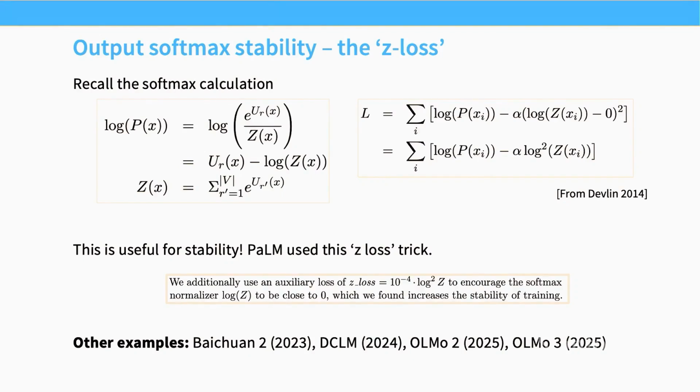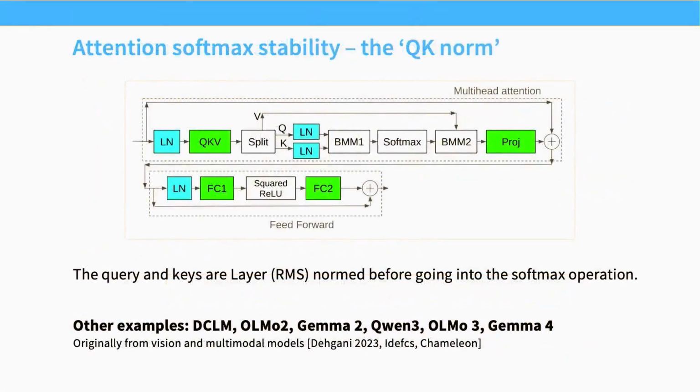Jacob Devlin and others sort of initially pioneered this back in 2014, and then it's become popular again through a number of open source models. Like Baichuan, I think, was the first open source model to do it, but then DCLM and Olmo and others have been using this trick to stabilize their output softmaxes. So this is a surprisingly effective thing. Now, okay, so let's say we've handled the instability issues on the output softmax.